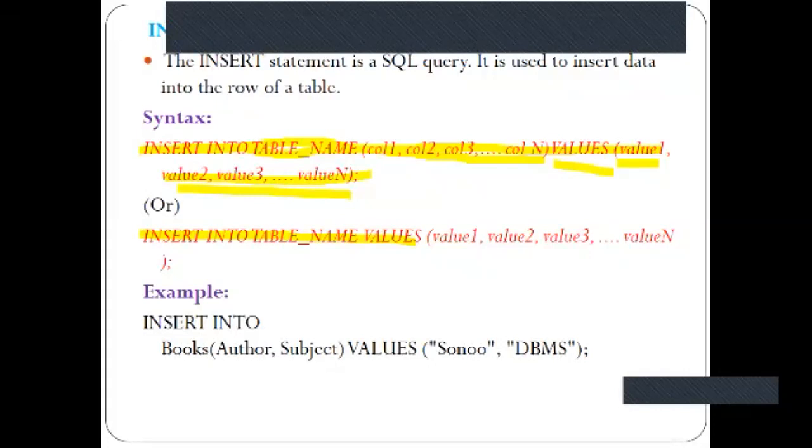Okay, so here let us see an example where insert into works, where I want to insert the author name and the subject. So insert into author, name, subject, values. Author is Suno, and subject is DBMS.